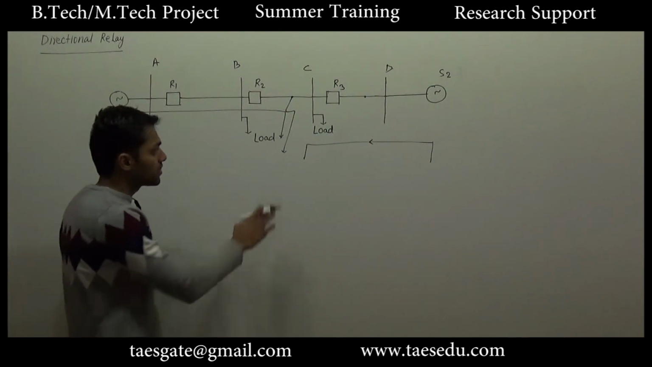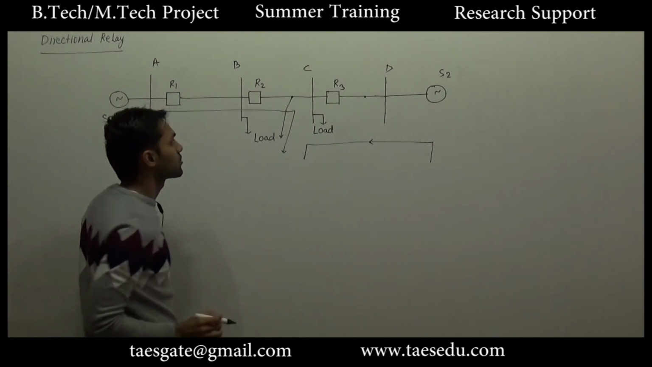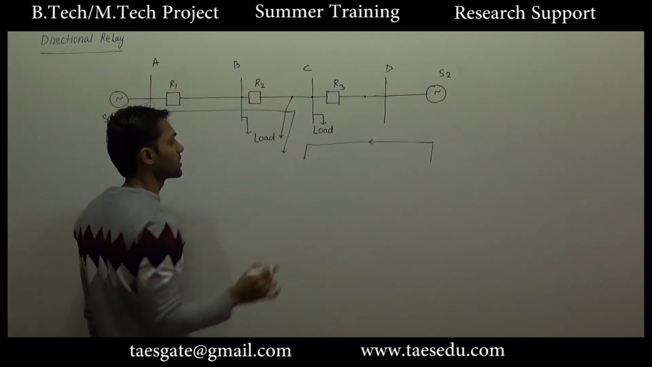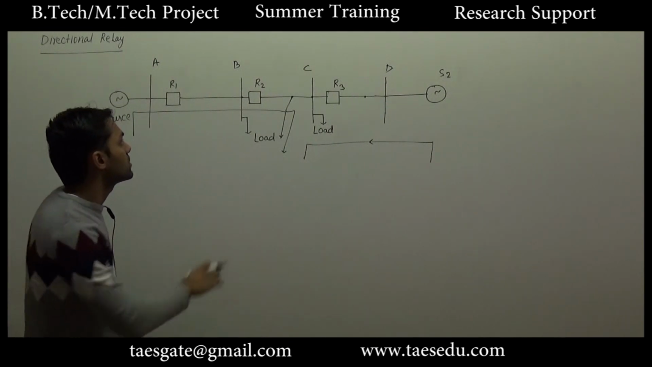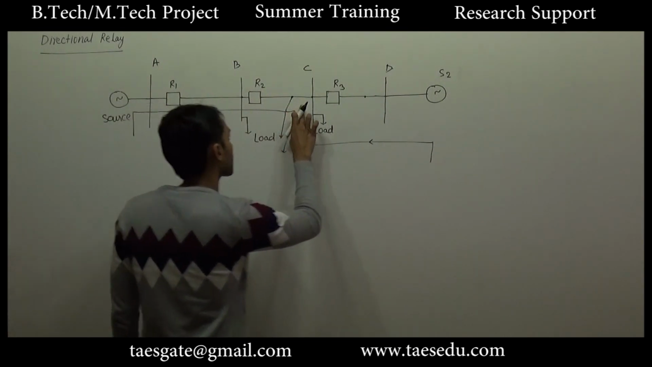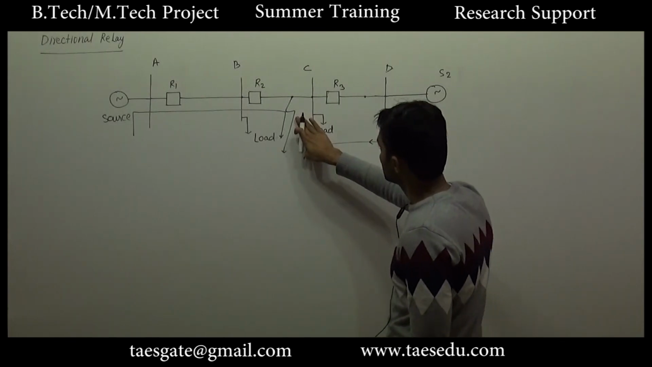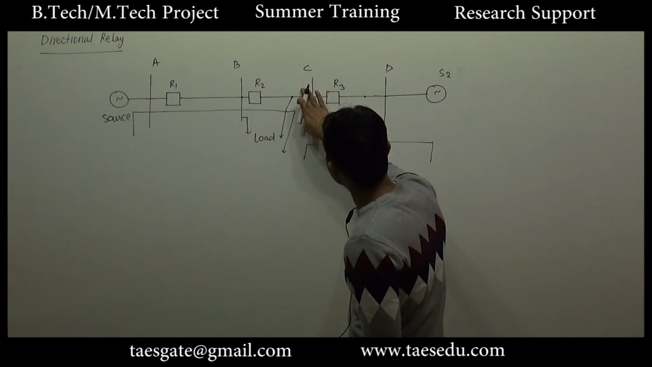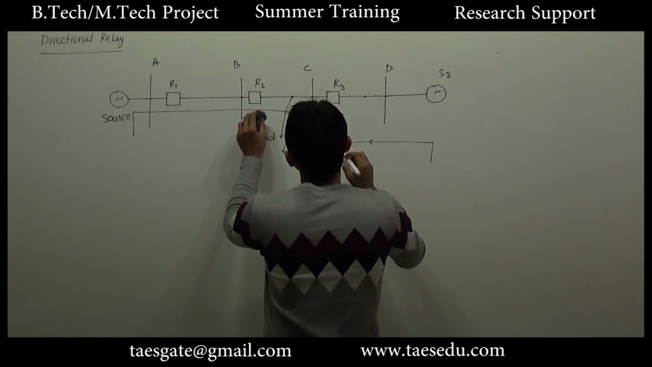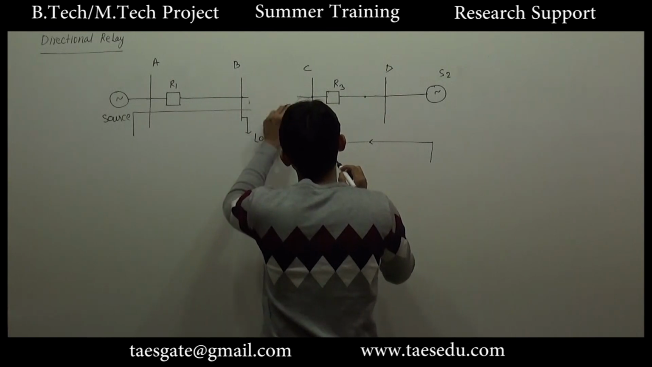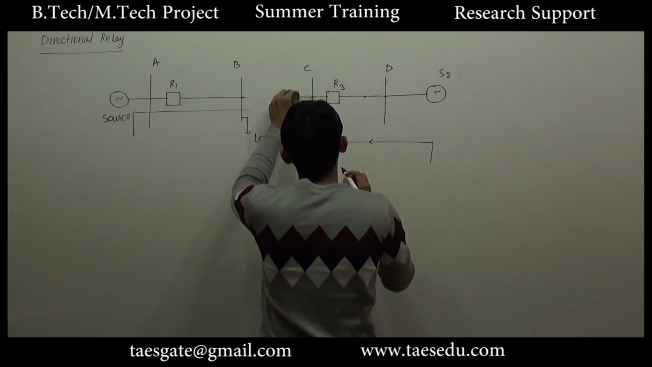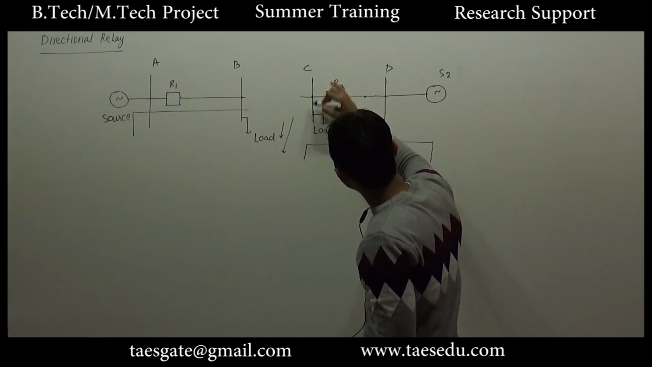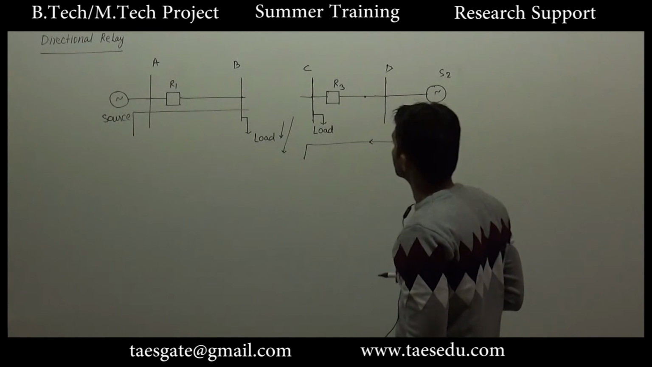Okay. Now if there is a fault at this point, ideally what should happen? Since the fault is between B and C, the part of the power system between B and C should be isolated. In preferable condition, the part of feeder that is between B and C should be isolated, and whatever load is connected at bus C should continue to get the power supply.